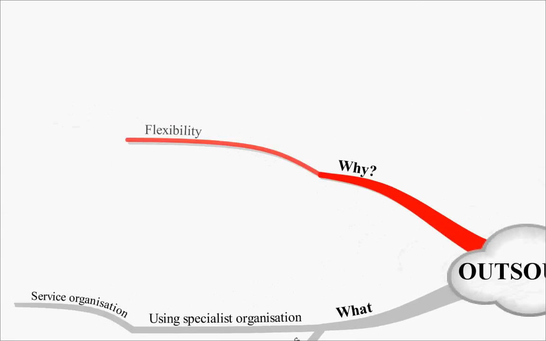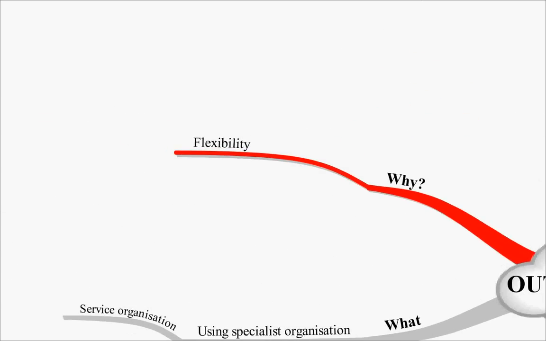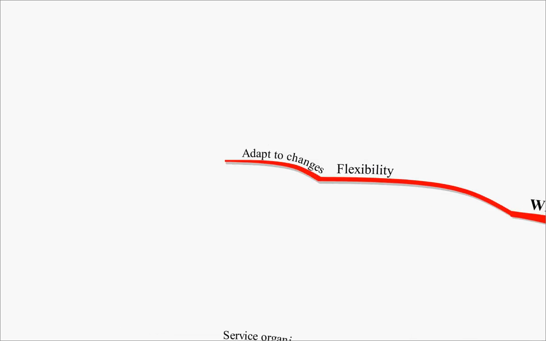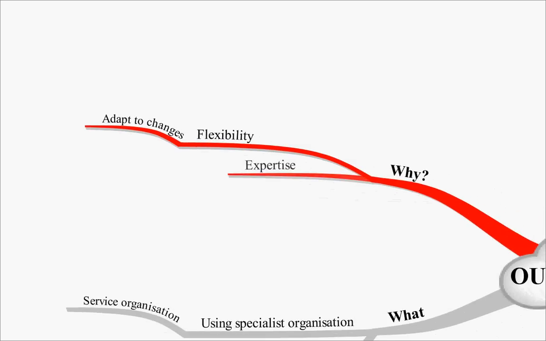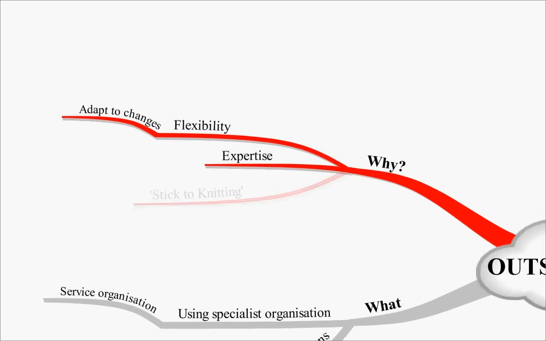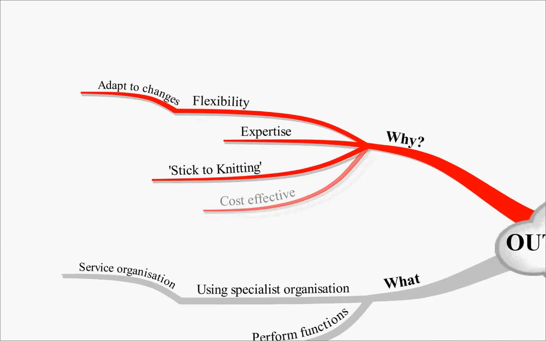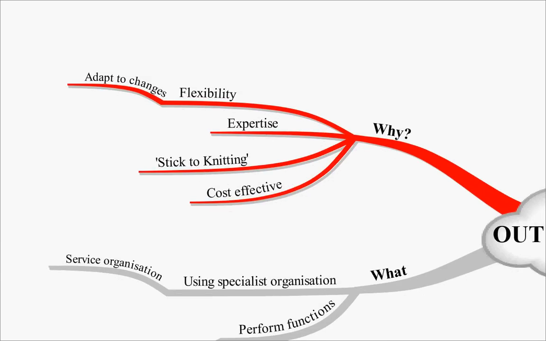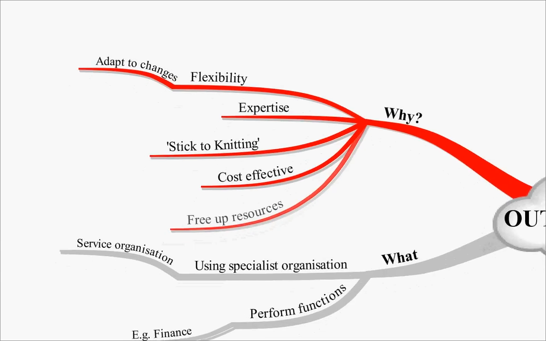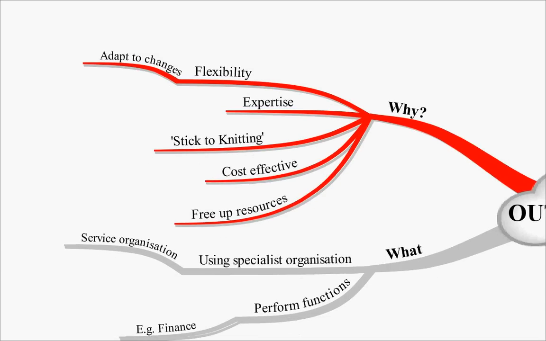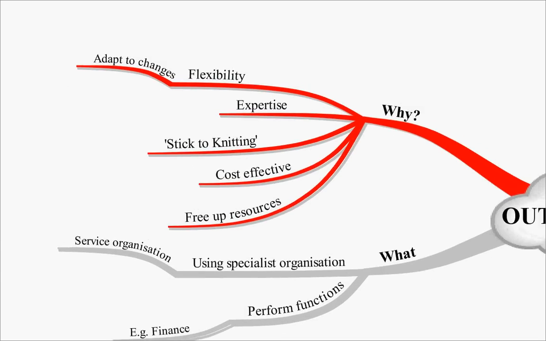Why would they do that? Well, they'll be flexible for the client to use. They can adapt to changes if the client maybe has more of something to do one month than the other. The outsourcer can be more flexible than having an internal department. They'll provide the expertise. The client can stick to the knitting, i.e. focus on what they're good at, and it may be cost effective. So these are all reasons why a client may choose to outsource some of their functions. It'll also free up resources for that client.